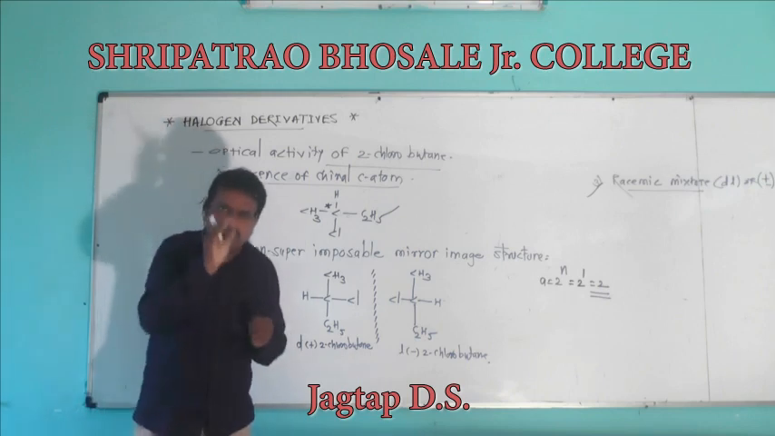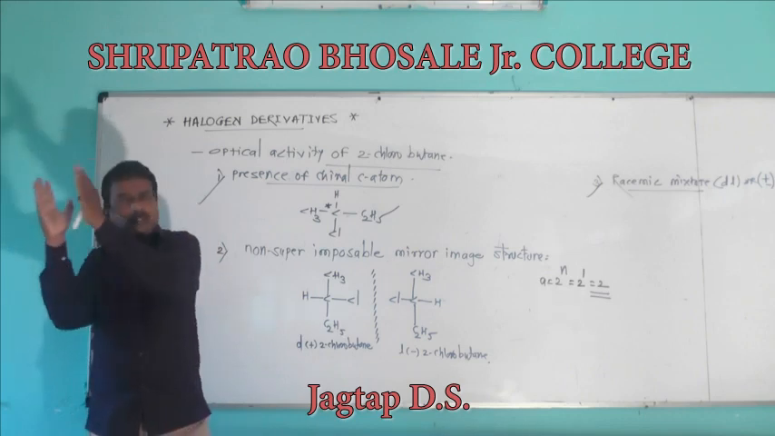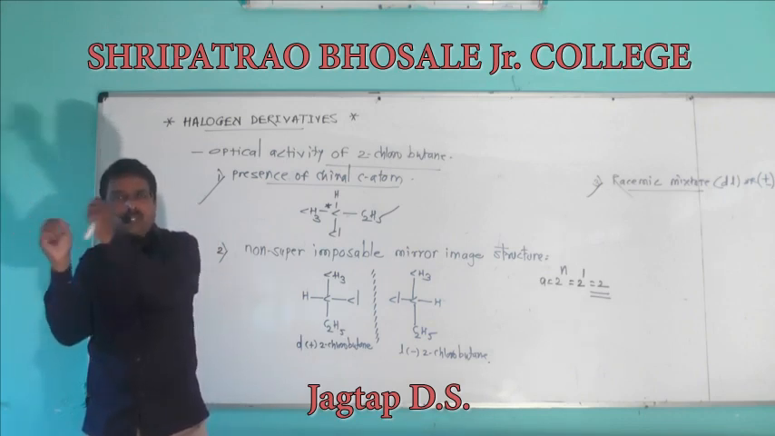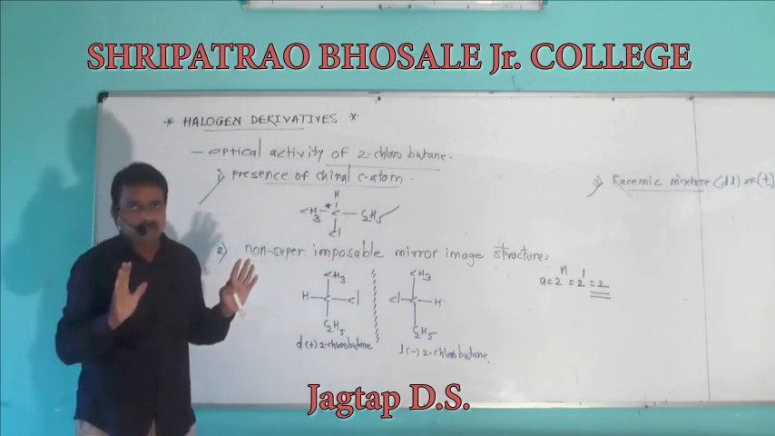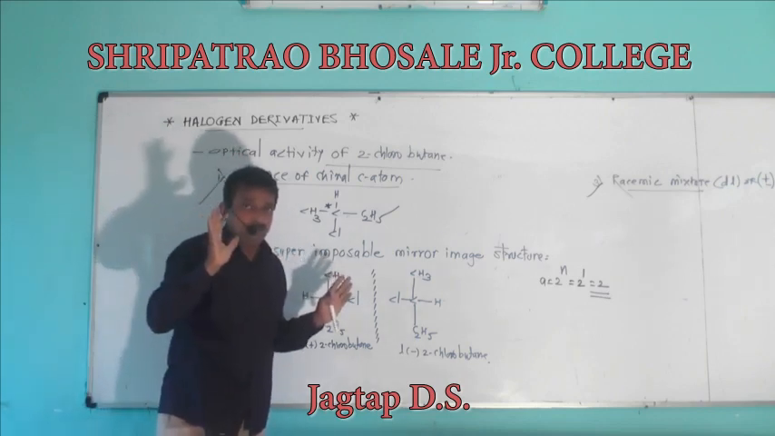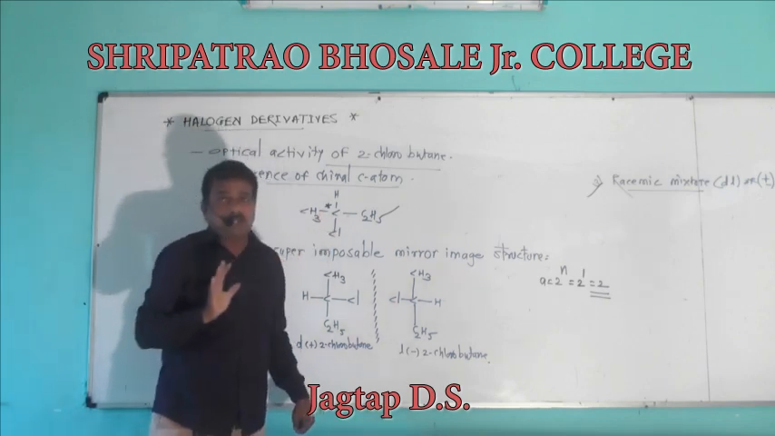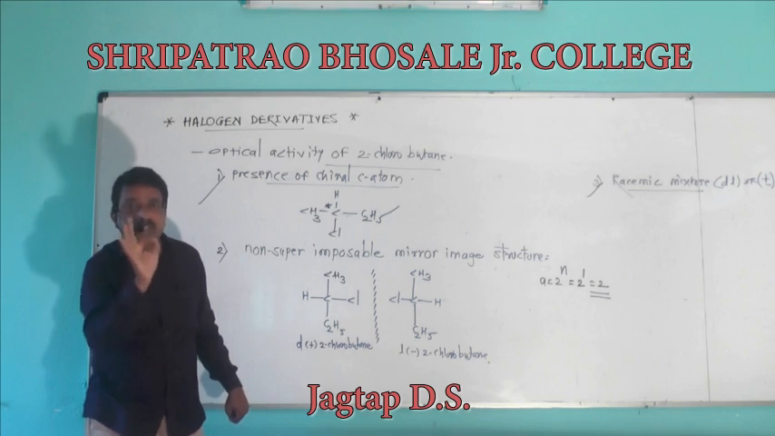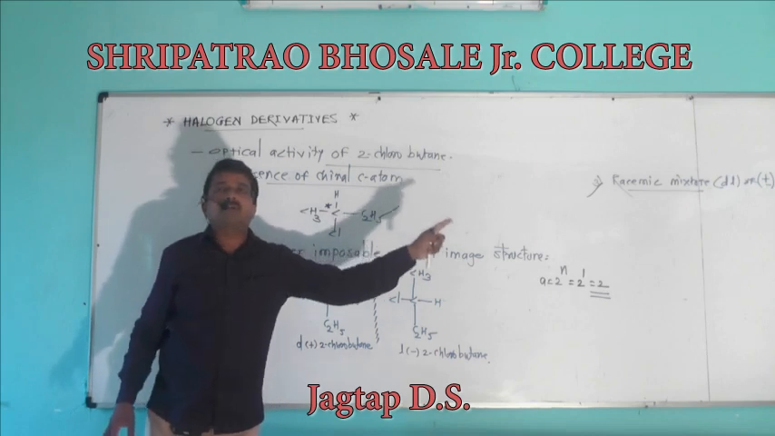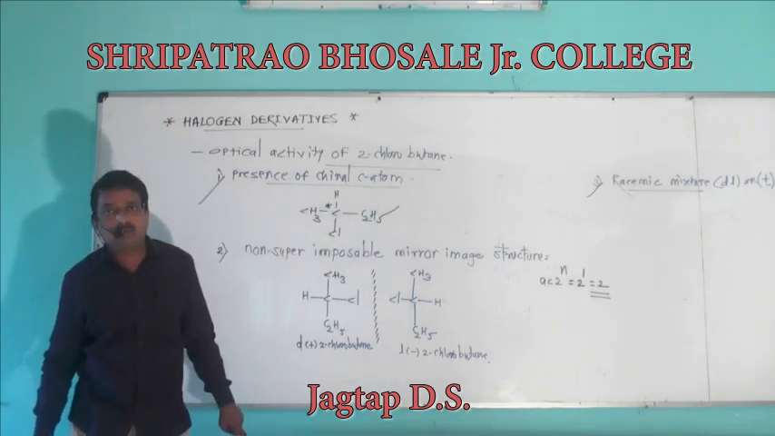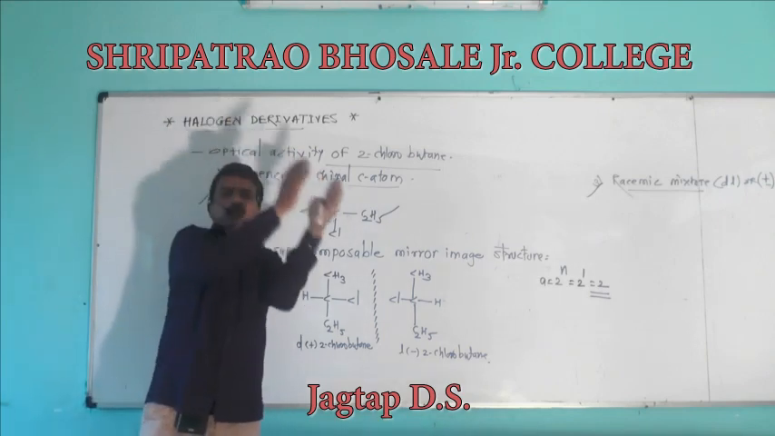The dextro isomer rotates plane polarized light towards the right side, and the laevo isomer rotates it towards the left side. In a racemic mixture, the rotation of one isomer is cancelled by the rotation of the other isomer. This is called external compensation. Due to external compensation, a racemic mixture is optically inactive.